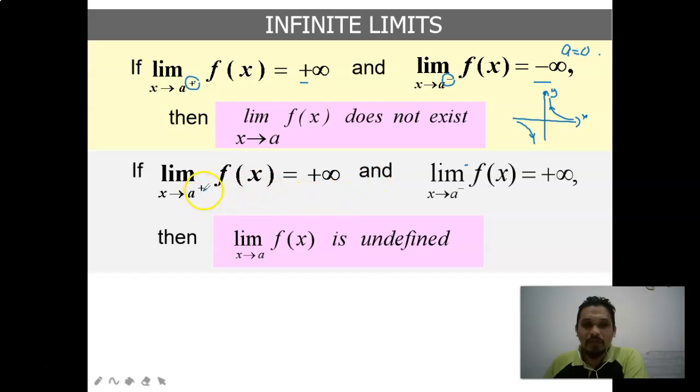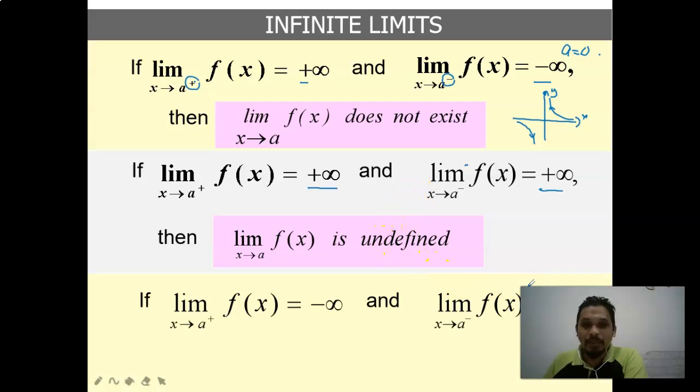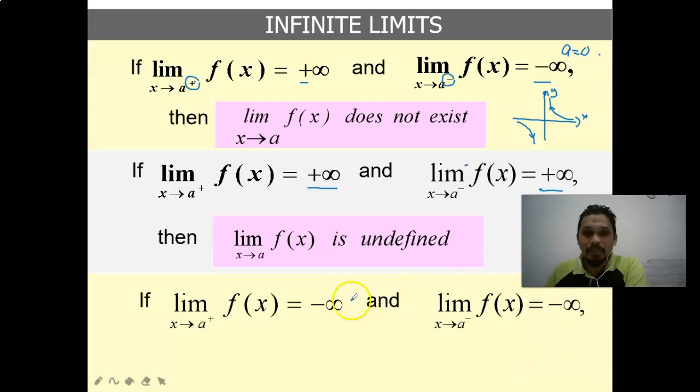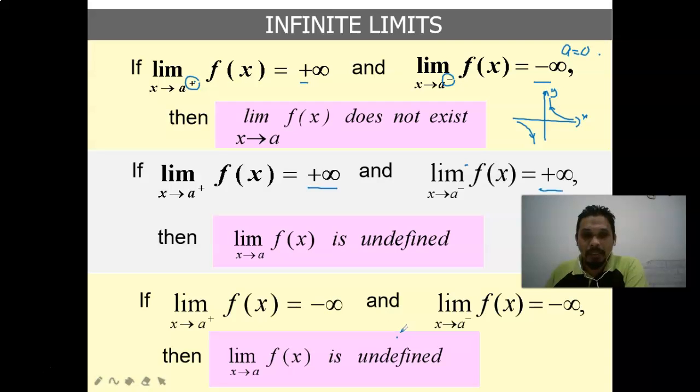When the limit as x approaches a from the right and the left both go in the same direction, approaching positive infinity, just like the previous example, then the limit is undefined. And also when x approaches a from the right side and the left side and both move in the same direction, toward negative infinity, moving downward, then the limit is undefined.